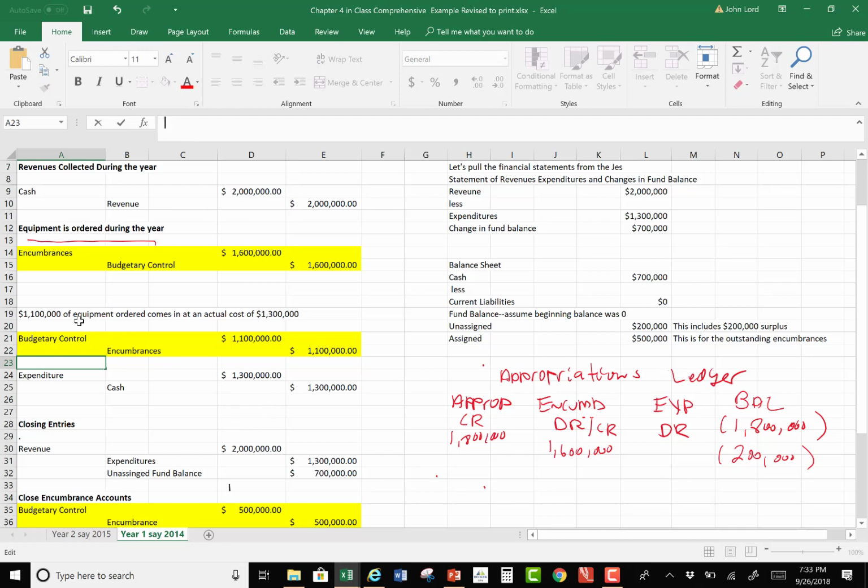Okay, then what? Then I go ahead and I receive $1,100,000 of the equipment that I had ordered, what I had ordered it for, but the actual cost is 1.3 million. Can the actual cost be more or less or different than the amount I ordered it for? Yes, it can. So what do I do? I go ahead and I debit my budgetary control 1,100,000 because that was what I had originally set that part of my order up for, right?